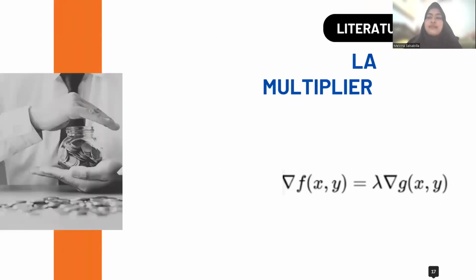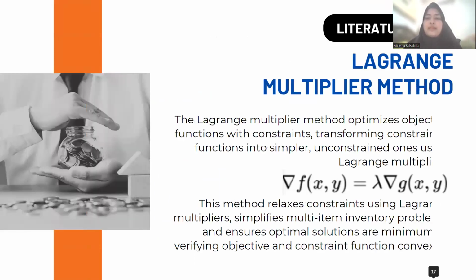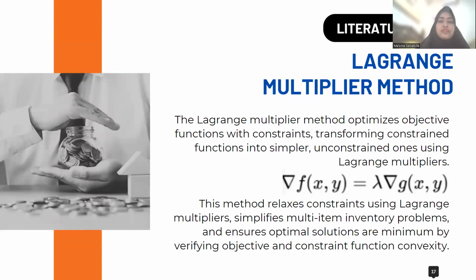Lagrange multiplier method. The Lagrange multiplier method optimizes an objective function with constraints, transforming the constrained function into a simpler, unconstrained one using Lagrange multipliers: del f(x, y) equals lambda del g(x, y). This method relaxes the constraint using the Lagrange multiplier, simplifies multi-item inventory problems, and ensures optimal solutions are minimum by verifying objective and constraint function convexity. Next.